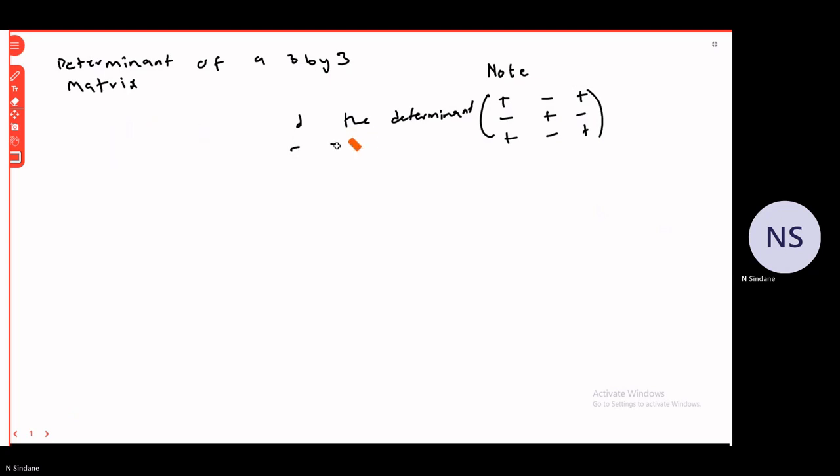Why did I erase that? But it's fine. Let me just continue erasing it. I'm not going to erase that because we're going to use it.